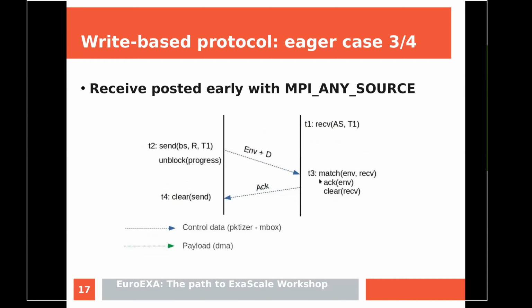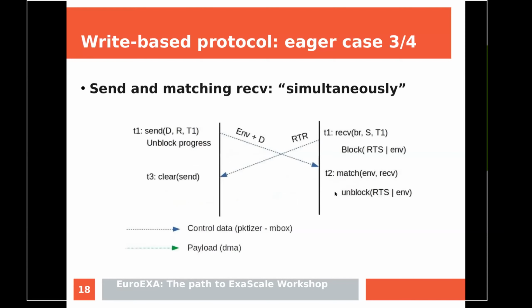The third case, again, we have the receive which is posted early. We have an any source, so the receiver cannot advertise anything. He does not know the source, so he cannot know to whom he should send the advertisement, so he just blocks and waits. And again, when the sender arrives at the corresponding send, he sends the envelope with the data. And since he had not received any ready to receive, he needs this acknowledgement back from the receiver. And the case is similar.